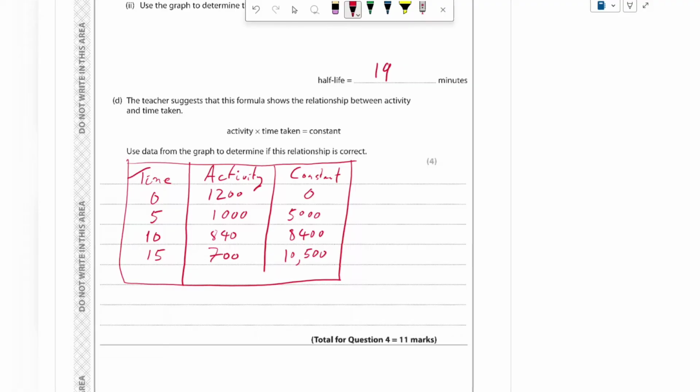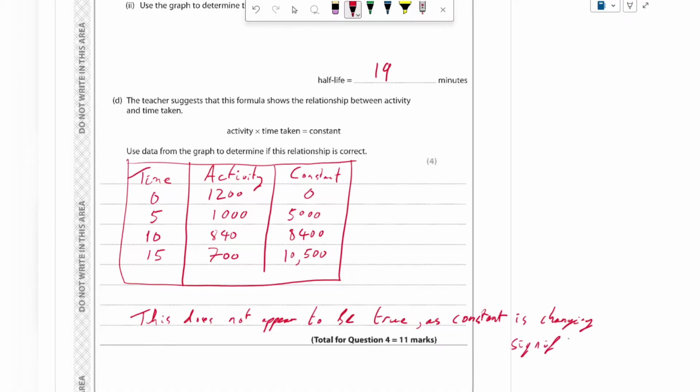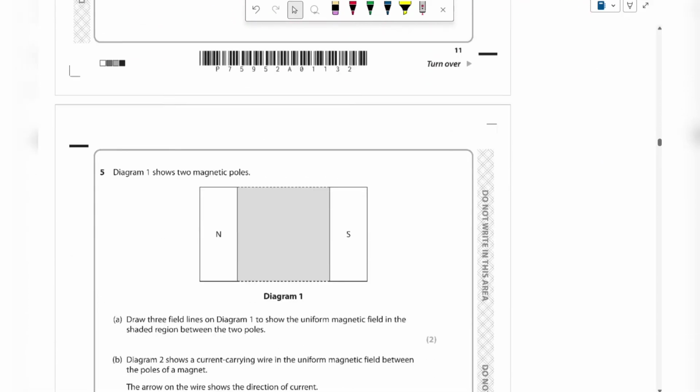No, okay. So I'm going to say this does not appear to be true, as the constant is changing. I think the key word I'm going to use is significantly. The constant, because I've read them off the graph, is going to move a little bit. But no, I've got 0, 5,000, 8,400, 10,500. They're significant differences. So yeah, that's not going to be true.